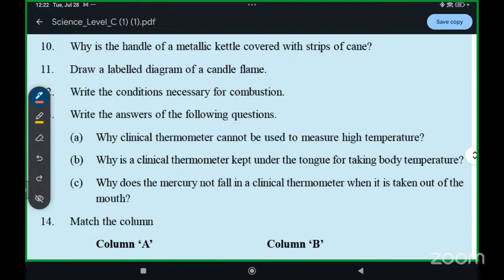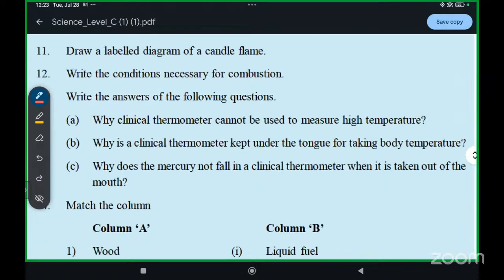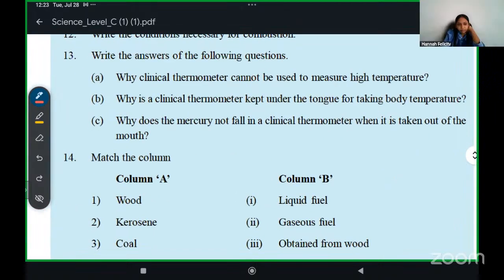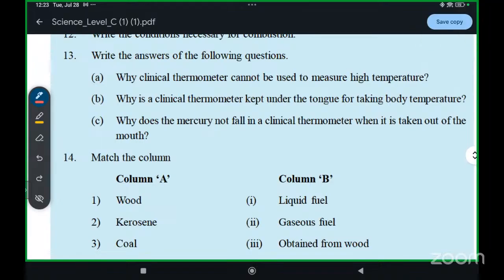That's right. Why does the mercury not fall in a clinical thermometer when it is taken out of the mouth? Hannah? This material has a thing that prevents it. Oh, yes. Yes, that's right. It has a thing that stops the mercury from falling.